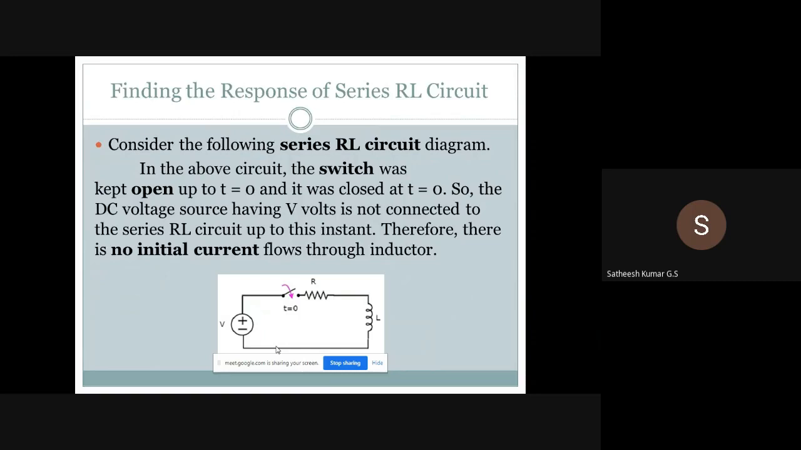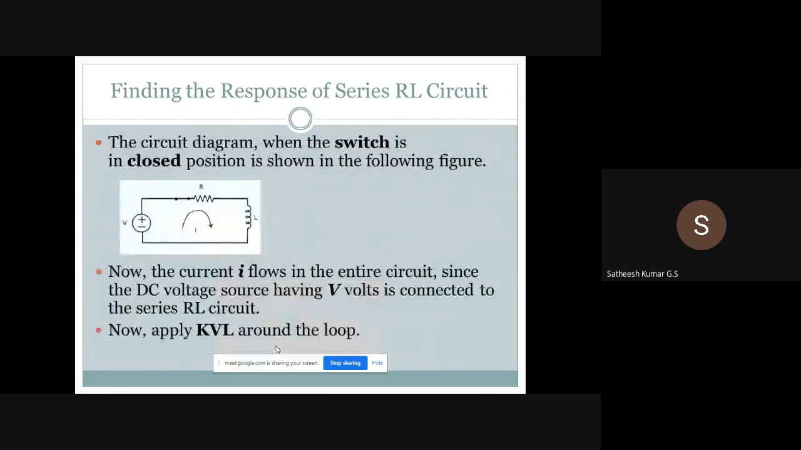So therefore there is no initial current flowing through the inductor. Okay, next in the circuit diagram we are closing the switch to position 1. When the switch is closed to the position shown in the figure, this is a closed circuit, so current will be flowing through the resistance, inductor and voltage source. Now we are applying Kirchhoff's voltage law.